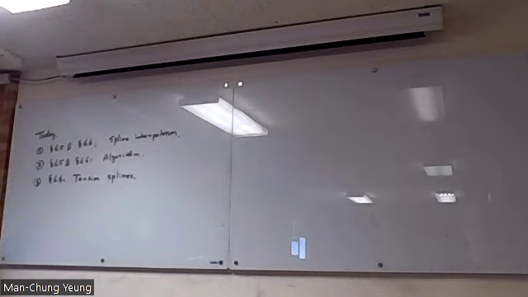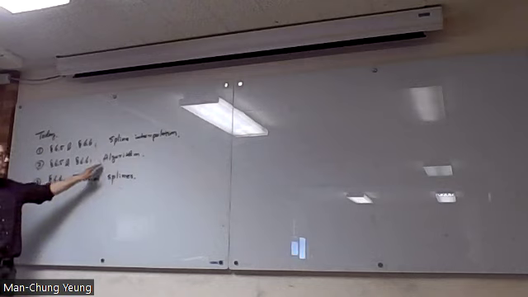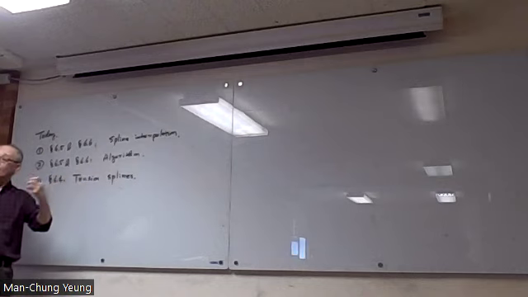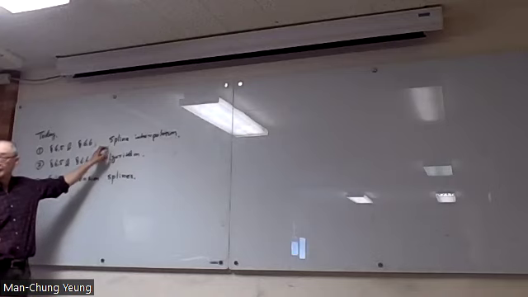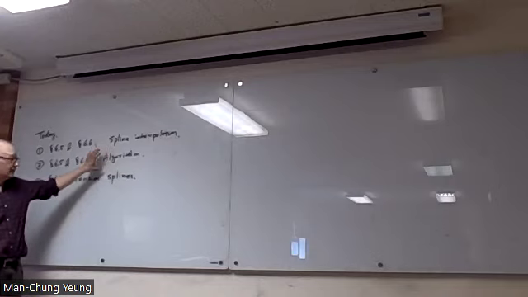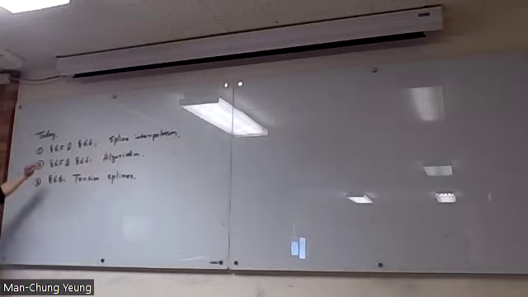Three topics today. Two topics today, because I'm going to skip the second topic. It's too tedious. You can take a look at it yourself. The second topic is a commercial algorithm used in commercial software to find spline interpolation. Tedious. I skip this.